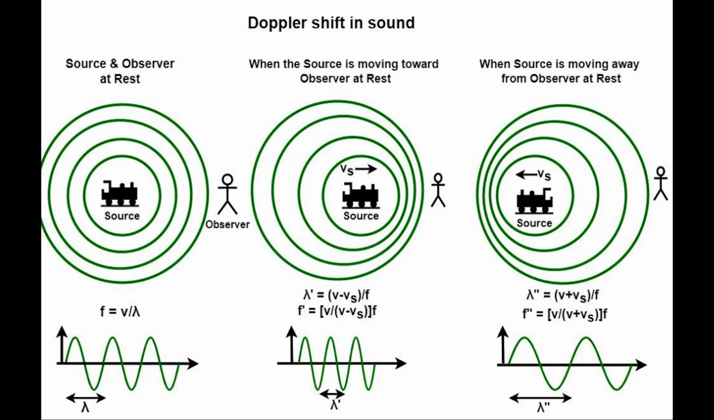The perceived frequency for S is higher than the original. It matches our intuition. Source moving towards means higher frequency. Okay, makes sense. Now, scenario 2. Source moving away from the stationary observer.